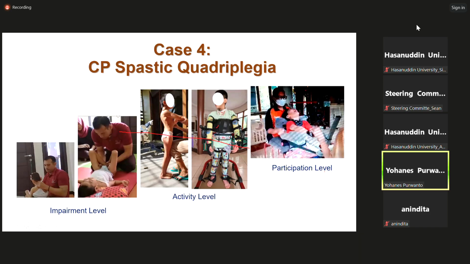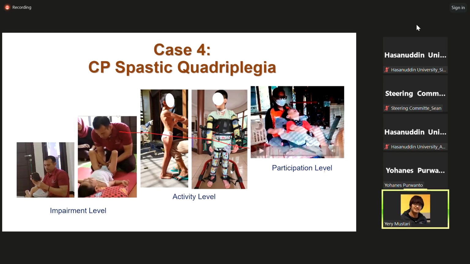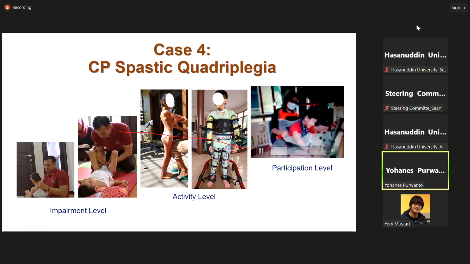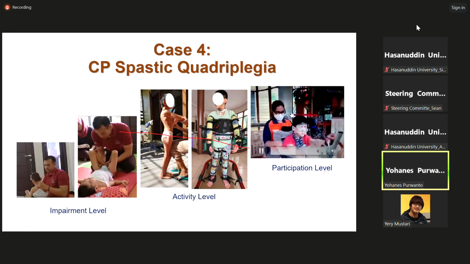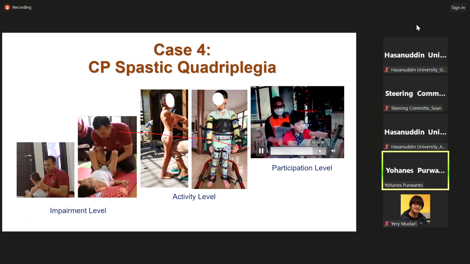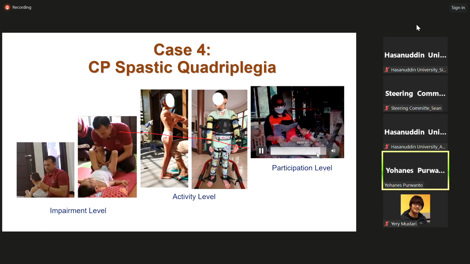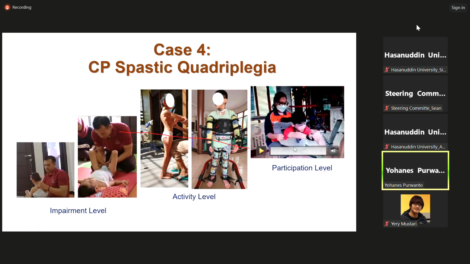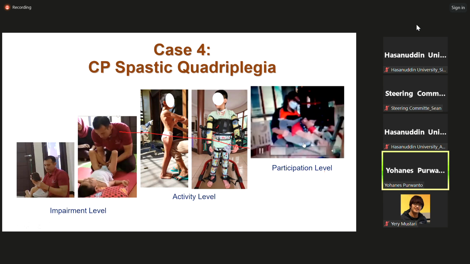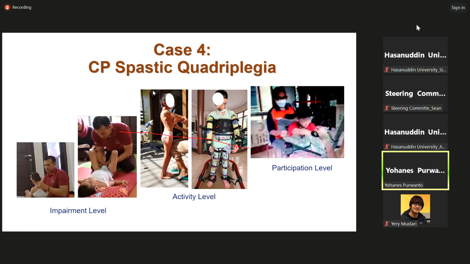And then we try to work at a more activity level in standing using the hip trainer. Here is his mother doing some playful activity with the parents at home to maintain the head posture, hand function, and also good posture at home.